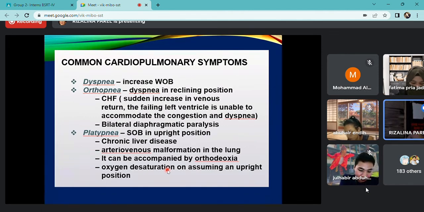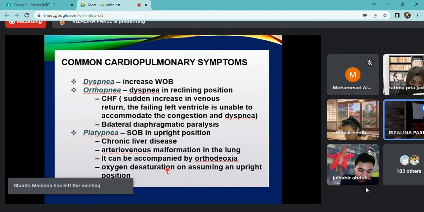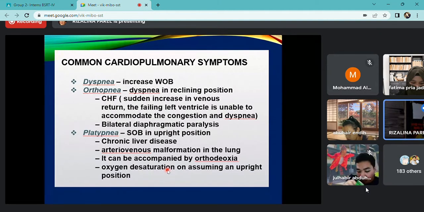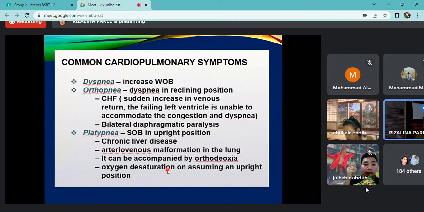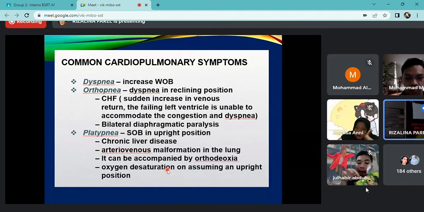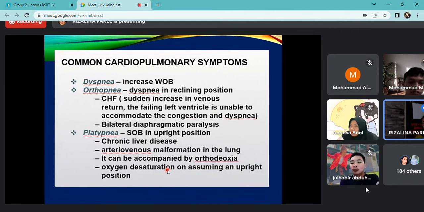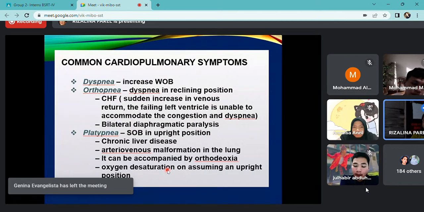So, ito naman, kabaliktaran ng orthopnea: nakahiga, nahirapang huminga. Ang platypnea, nahirapang huminga kapag nakaupo, kapag nakatayo, kapag naka-upright yung kanilang chest. So, this is in cases of chronic liver disease. Kaya ang nire-recommend ay medyo naka-recline na position naman yung patient mo. So, common in chronic liver disease, arteriovenous malformation in the lung, and it can be accompanied by orthodeoxia. Ano yung orthodeoxia? This is oxygen desaturation on assuming an upright position. Okay? So that is under platypnea.